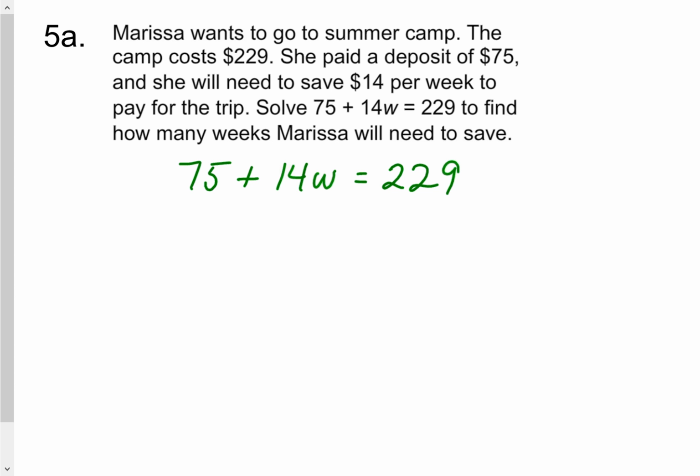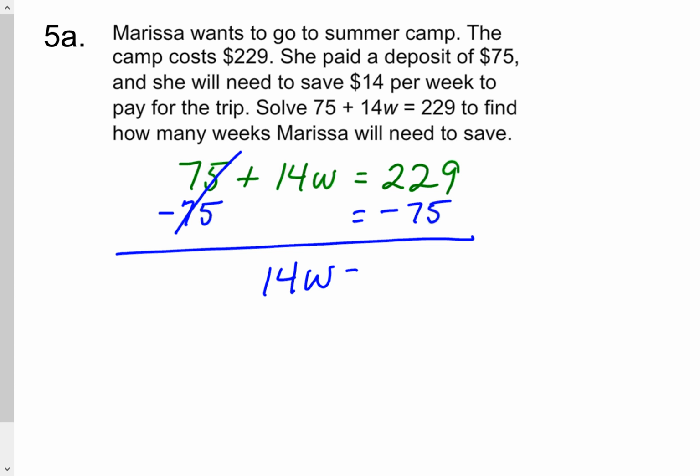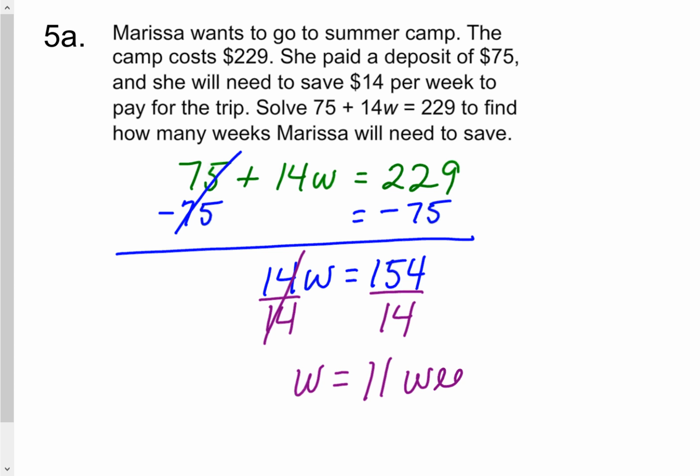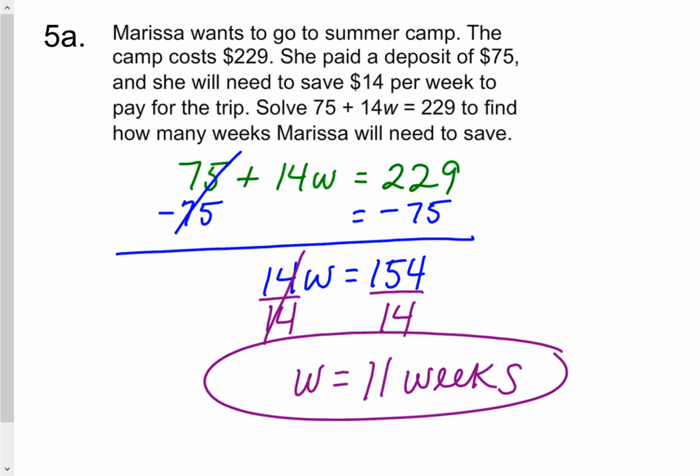Okay, so the first thing we're going to do, again, is add or subtract our constants. So let's subtract 75 from both sides of the equation. So what we're left with is 14w on the left, and then 229 minus 75 equals 154. Now let's undo our multiplication of 14 by dividing by 14 on both sides of the equation. So w is going to equal 11, and so the answer is 11 weeks. She needs to save for 11 weeks.